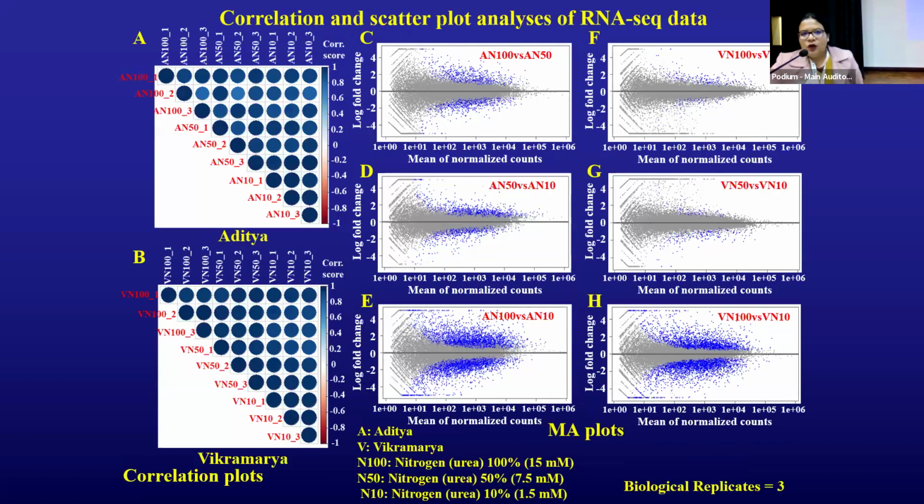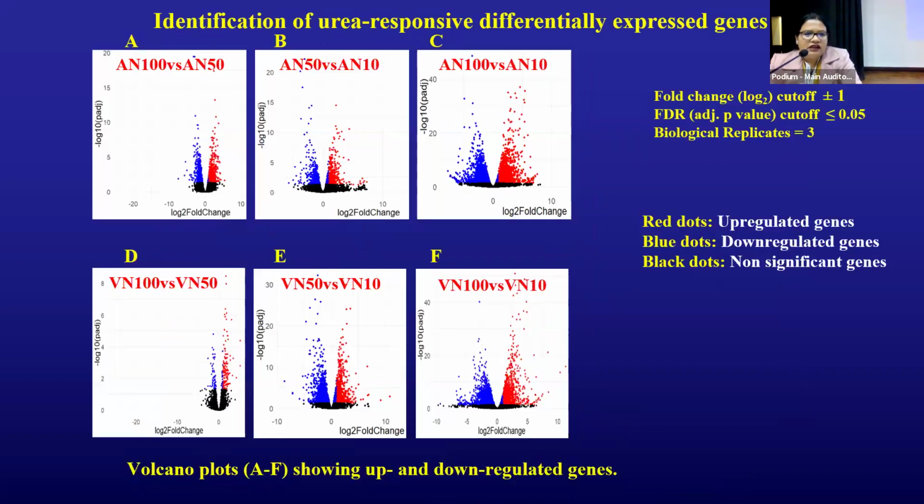So this is the correlation and scatter plot for the RNA-seq data. As we can see here, all the replicates are correlated to each other, and the MA plot showing the counts data is also given.